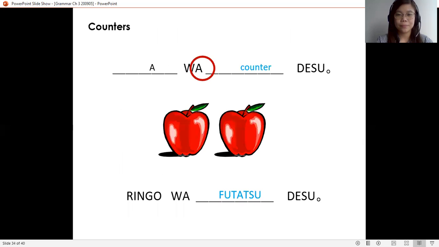Okay, so now let's try to use what we learned in a sentence. For the counters, we can use our copula sentence. When we use it in the copula sentence, we just put the counter in the B part of our pattern. So A wa B desu just becomes A wa counter desu. Let's say you have two apples. Apples is ringo. We can use the generic counter futatsu. So we can say ringo wa futatsu desu.